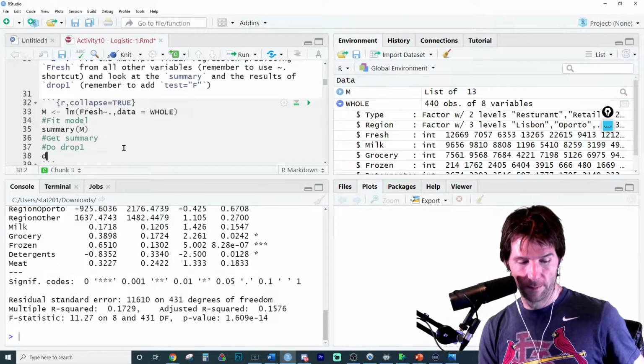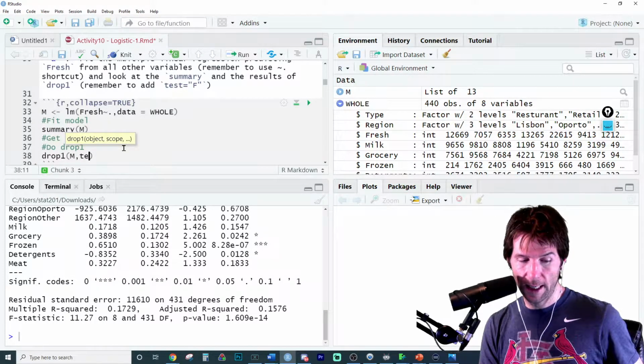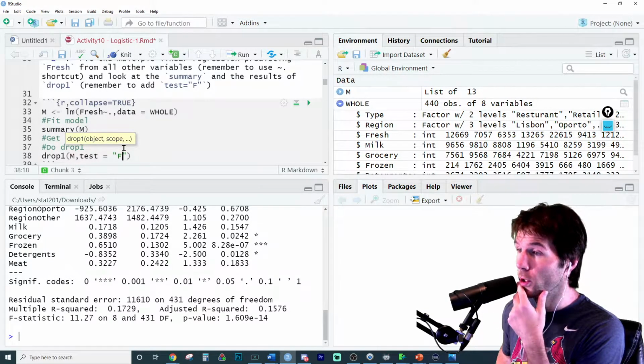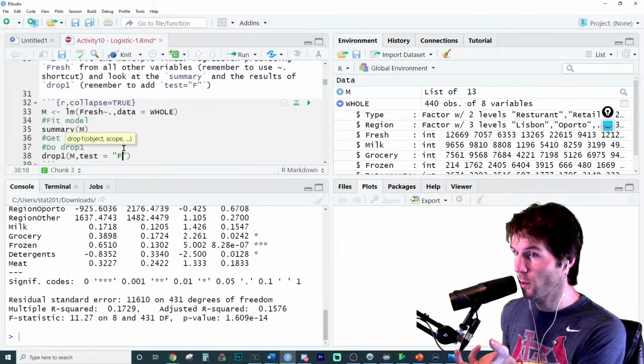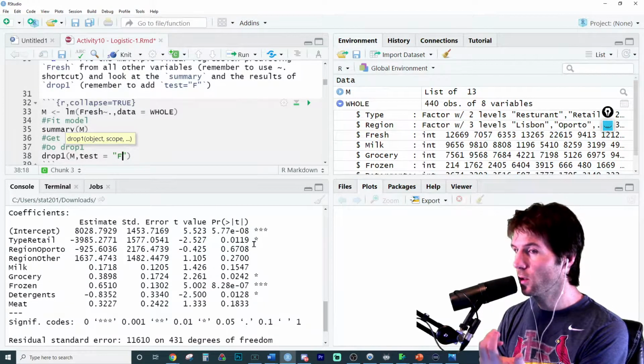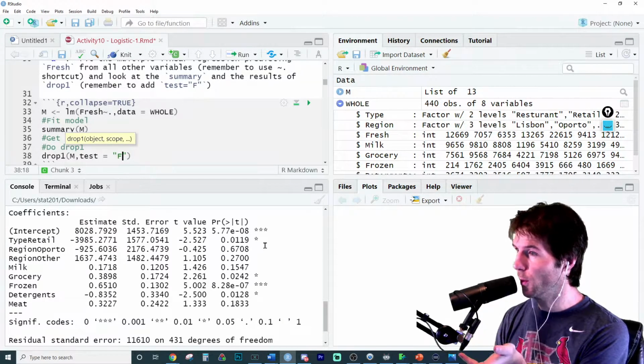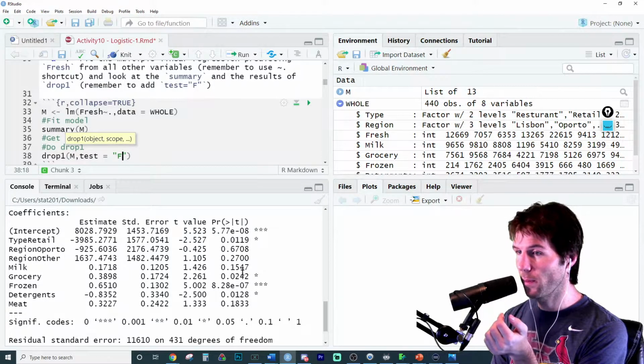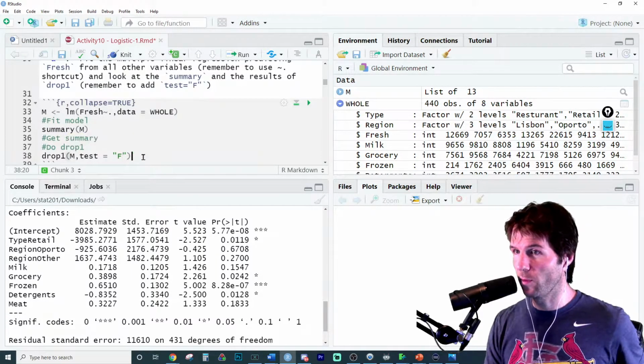Well, for the drop one, we have to do the model and then test lowercase equals to quote f. So this is going to do a partial F test and do the effects test for us. Now, a lot of this is not going to be very interesting. I can tell you every p-value but one. Region's going to have a p-value of 0.0119. Milk's going to have a p-value of 0.1547.